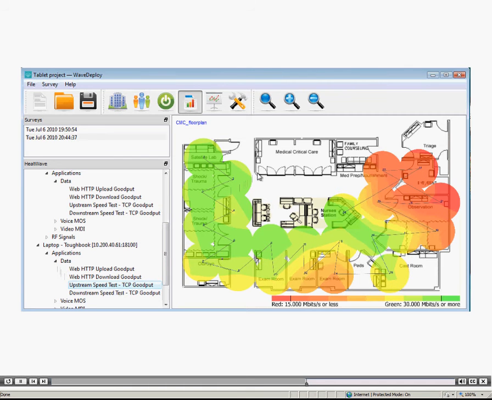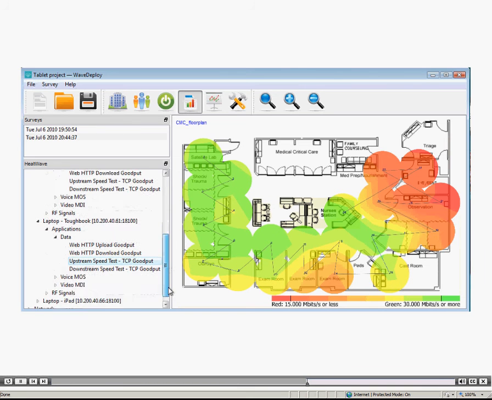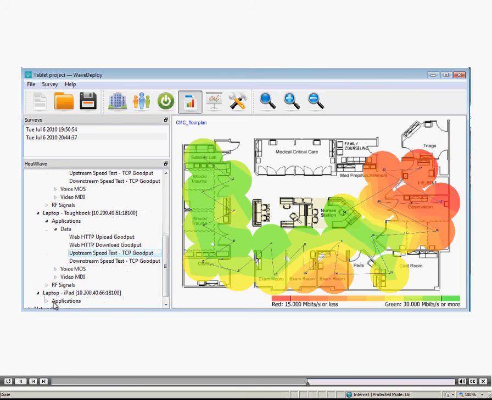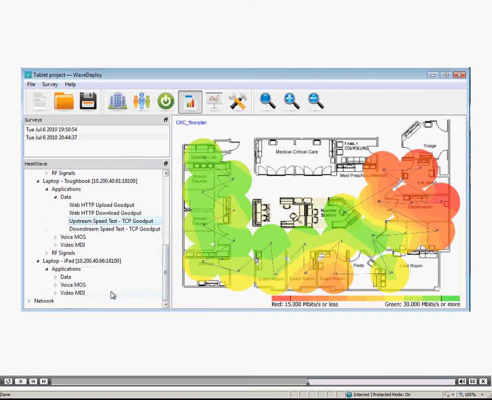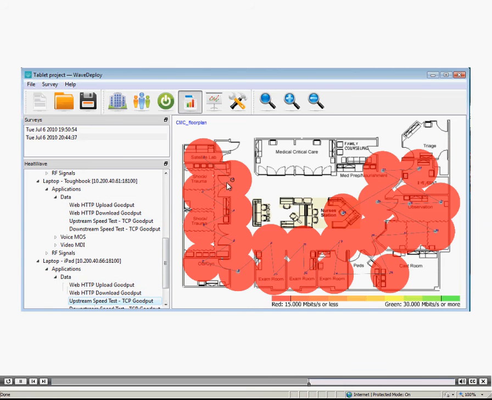And here's what the Toughbook has measured. Similar results to what we've seen from the HP Mini. Again, most of the facility represents good measurement numbers, but there is an area of concern at the northeast corner. And finally, the iPad. We can see that the iPad has not met the required SLA anywhere in the facility. For example, here we measure only 11.288 megabits per second.